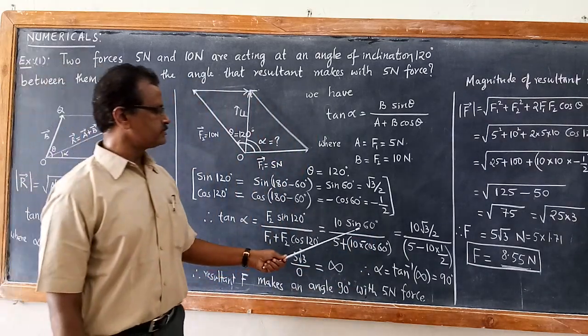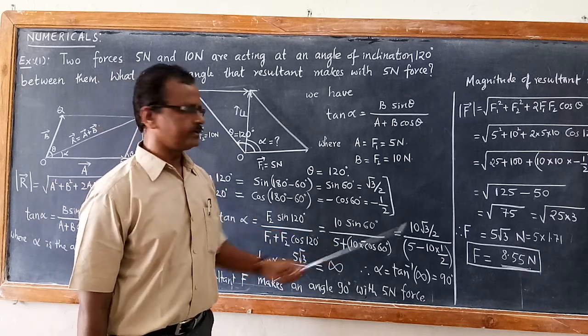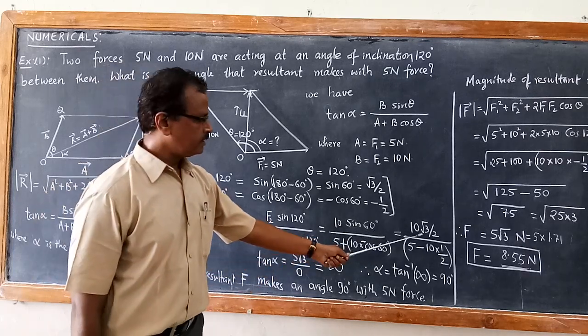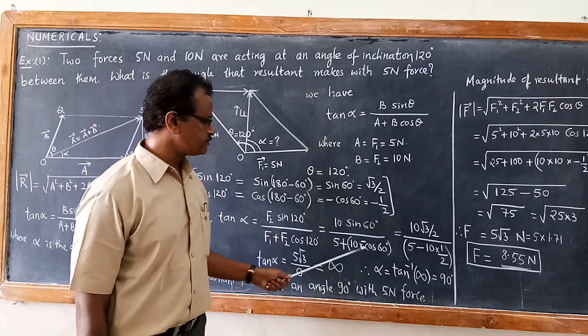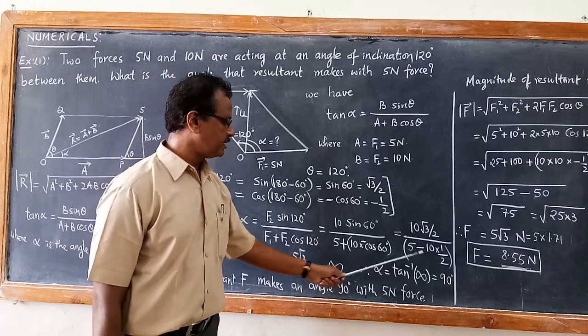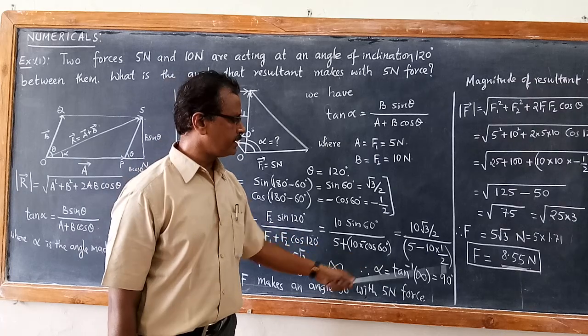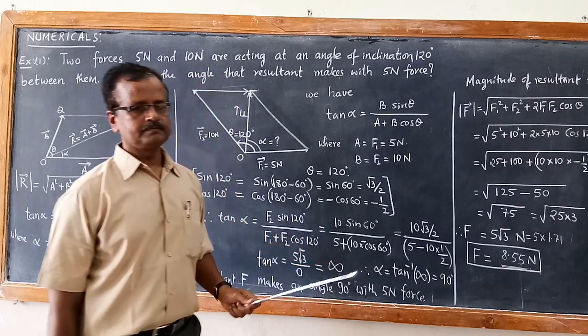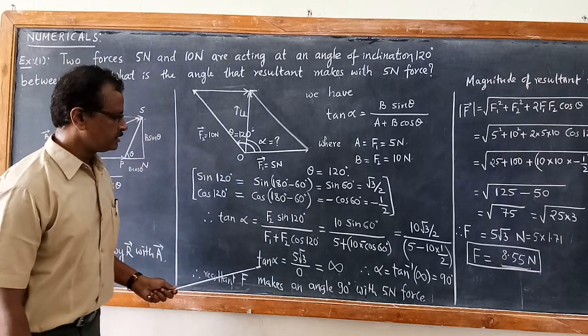So substituting the values of sin 60 and cos 60, we get 10 root 3 by 2, since sin 60 is root 3 by 2, divided by 5 minus 10 into cos 60, which is 1 by 2. I am taking this minus outside. So 10 into 1 by 2 is 5, so 5 minus 5 becomes 0.